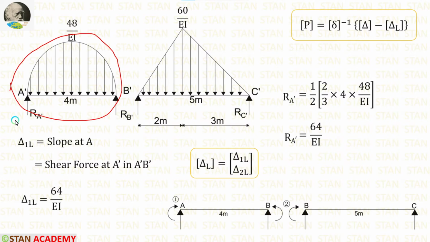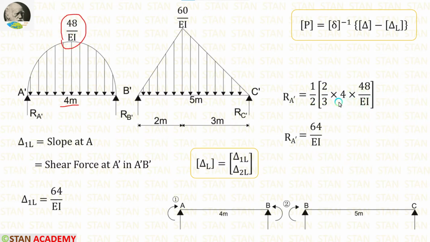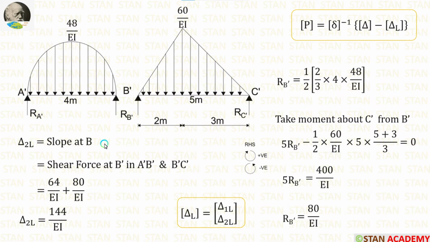The area formula for this parabola is 2 upon 3 into breadth into height. Here the breadth is 4, height is 48 upon EI. So the area is 2 upon 3 into 4 into 48 upon EI. When we divide this area by 2, we will get RA dash. Let us apply this value for delta 1L.